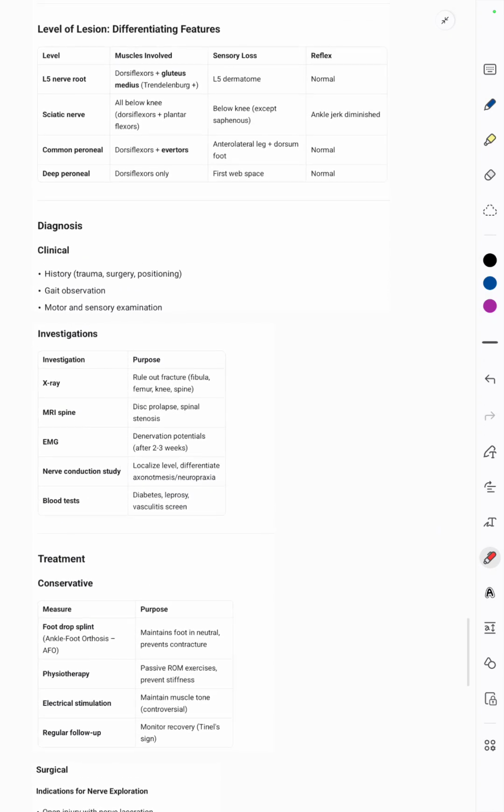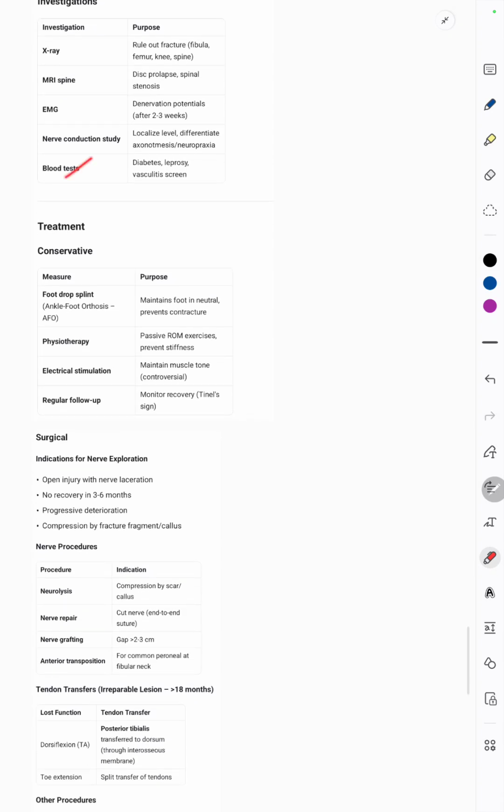Then this level of lesion is found by nerve conduction studies. Diagnosis is by history, gait observation, motor and sensory examination, and investigations. X-ray to rule out any fracture of the neck of fibula and the femur, or dislocation of the hip. Then MRI spine for disc prolapse, electromyographic studies to look for denervation potentials, and nerve conduction studies to localize the level of injury. Blood test for diabetes and leprosy.